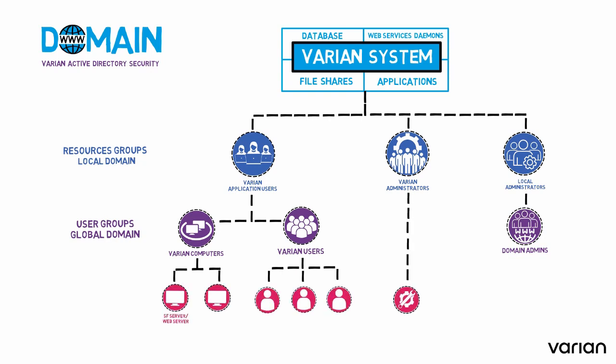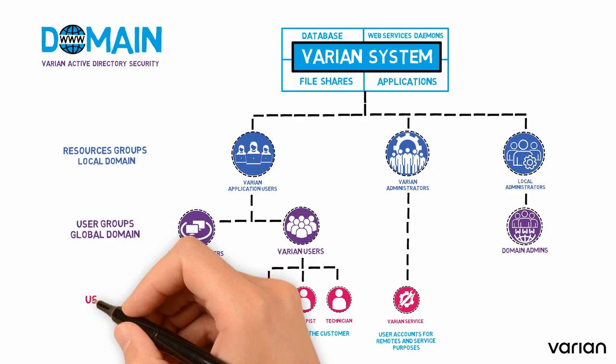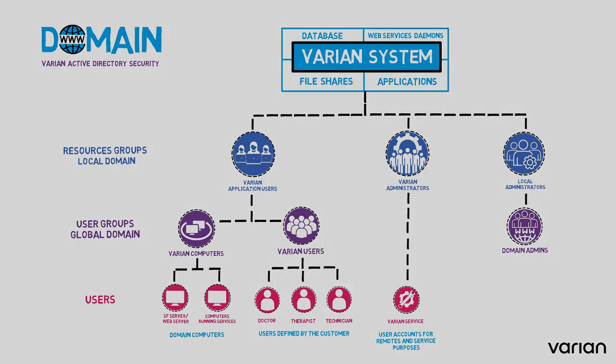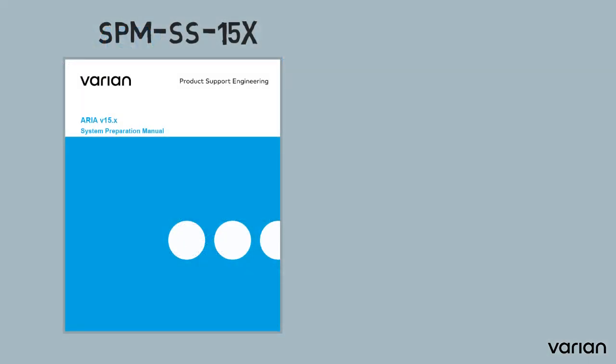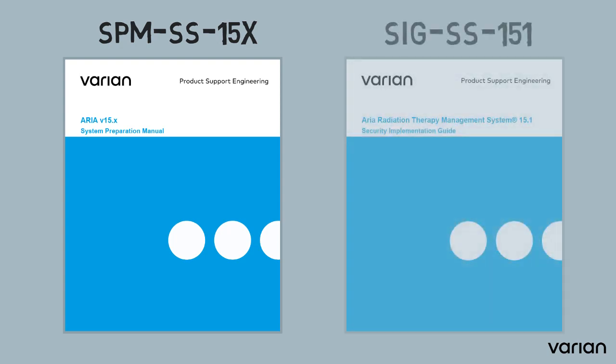The users within the Varian computers group are domain computers. The users within the Varian users group are defined by the customer. And finally, the user accounts which are part of the Varian administrators group are for remote and service purposes. For further information, refer to the reference documents System Preparation Manual, SPM SS15X, and the Security Implementation Guide, SIG SS151, both of which are found on MyVarian.